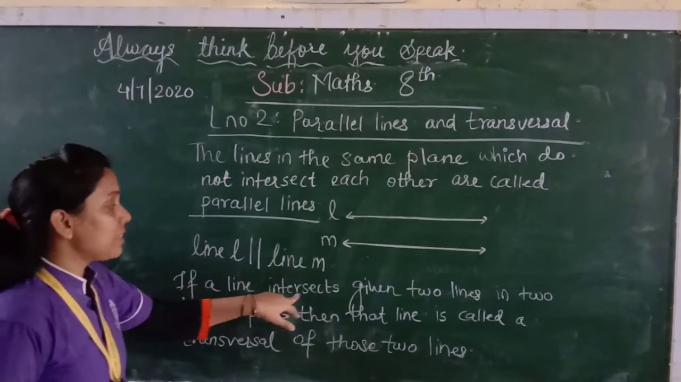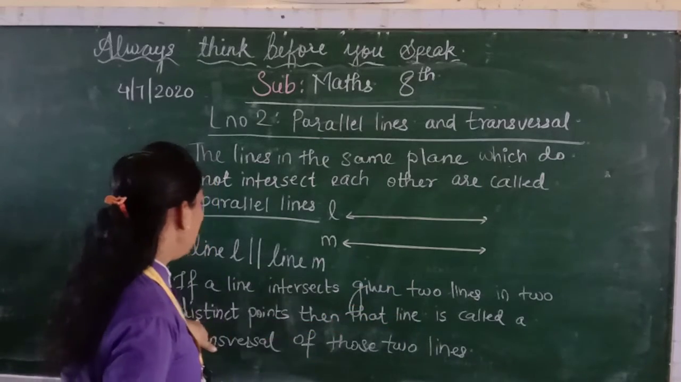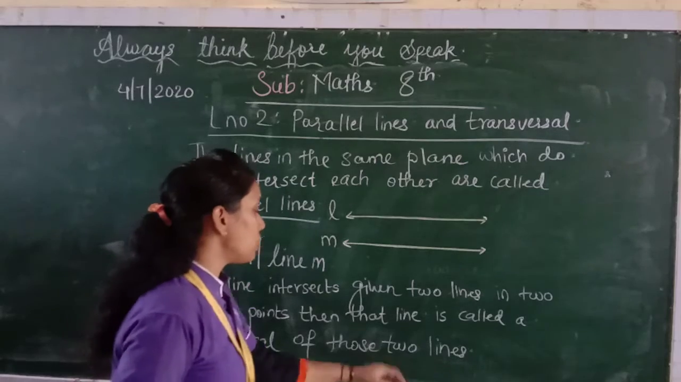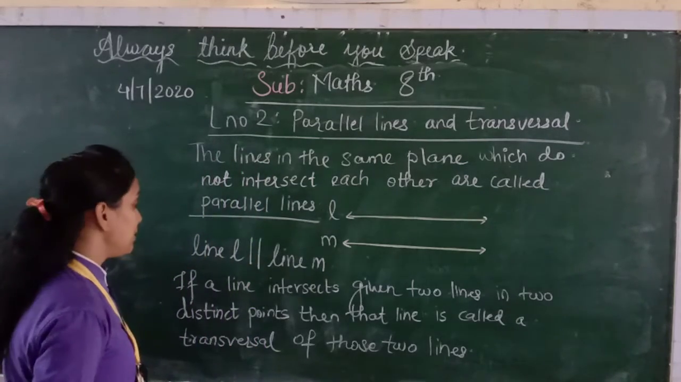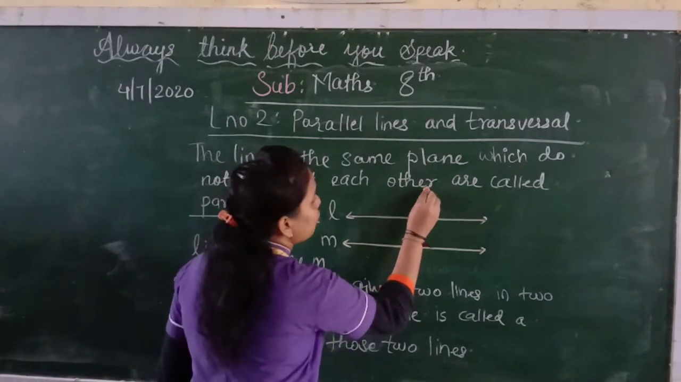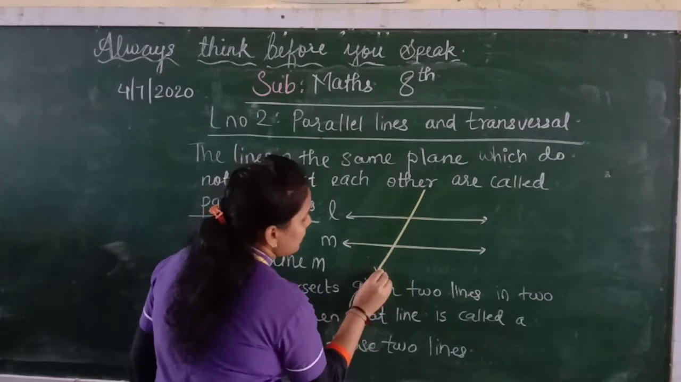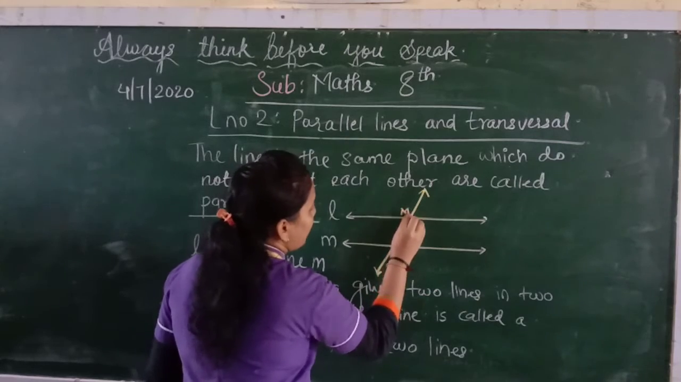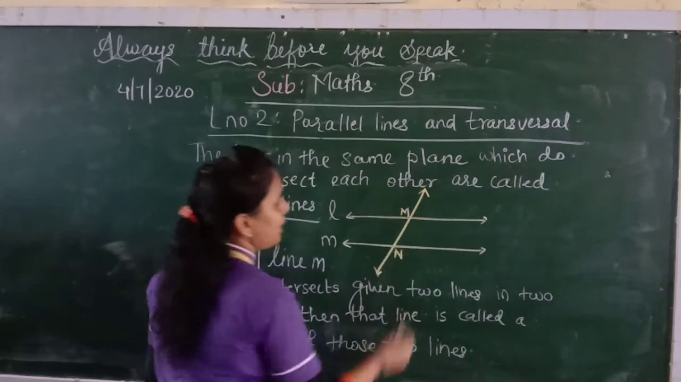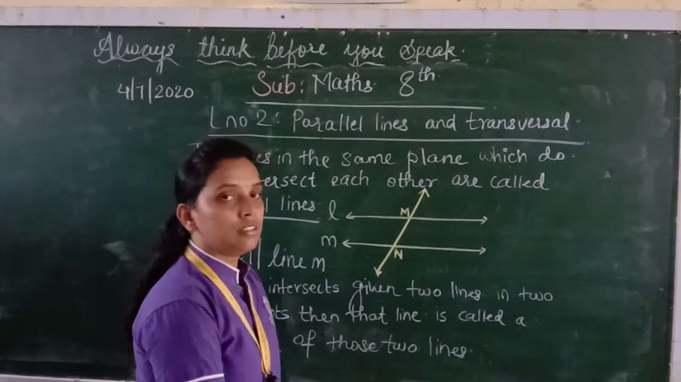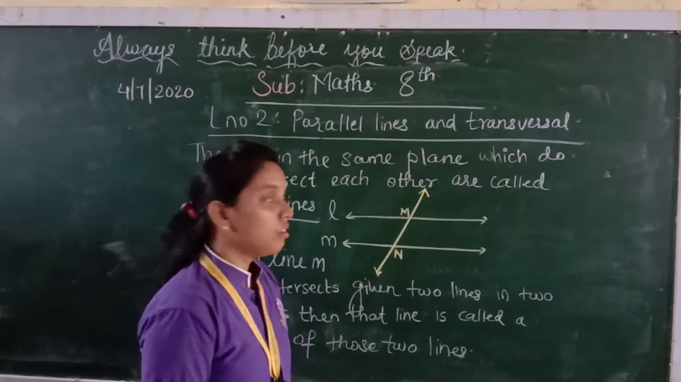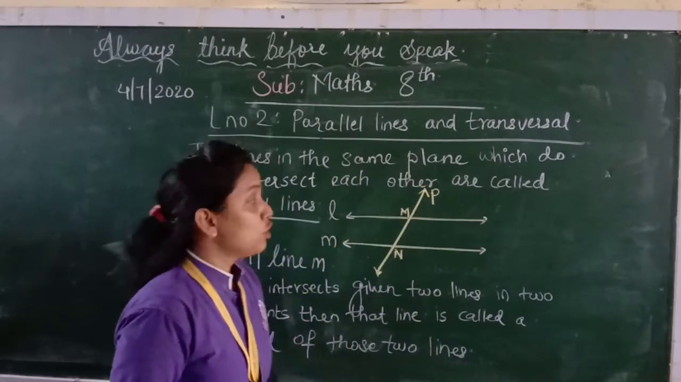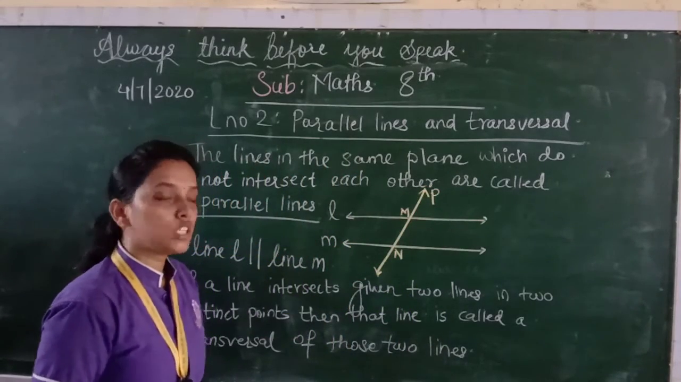If a line intersects two given lines in two distinct points, then the line is called a transversal of those two lines. Now, if I am drawing from here and it is intersecting both the parallel lines at points M and N, then this line is known as a transversal. For example, we will name it as P. So P is the transversal.